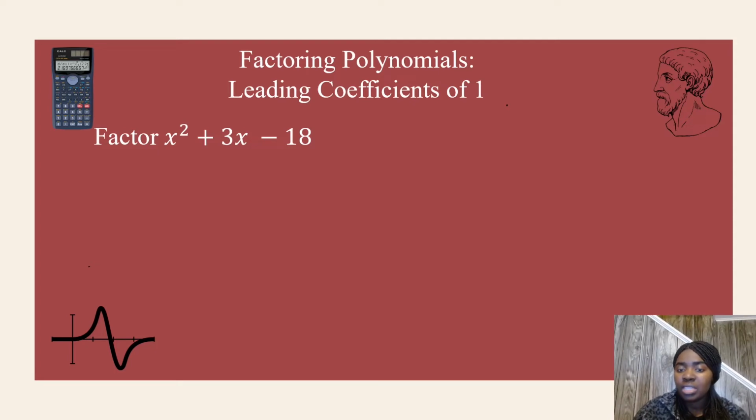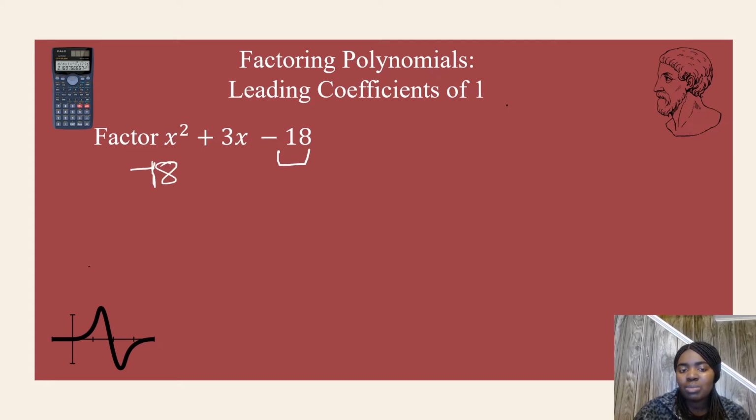So we can easily factor this. The instructions say we must first factor out any common factors. If there are any common factors, we have to take them out. In this case, the coefficients are 1, 3, and negative 18. We can't factor anything based on that, so we move on to the next step, which is to identify the factors of the constant term. Here our constant term is negative 18, so we're going to find its factors.